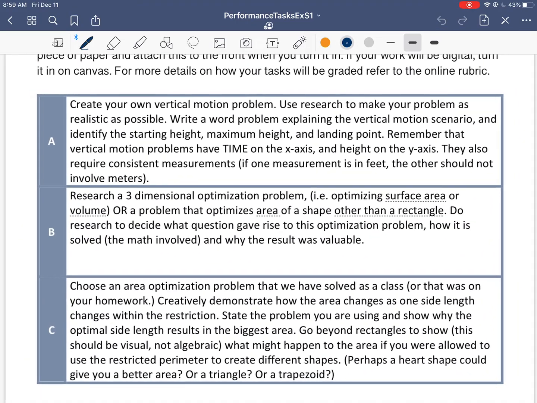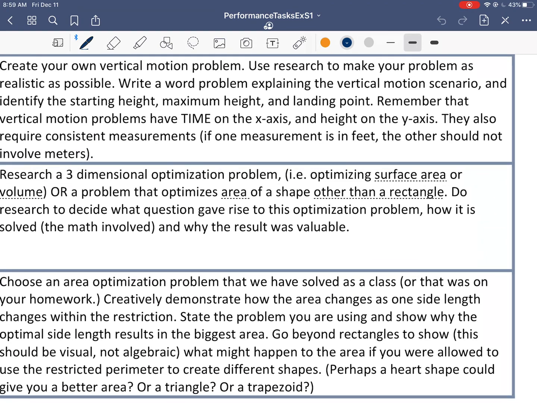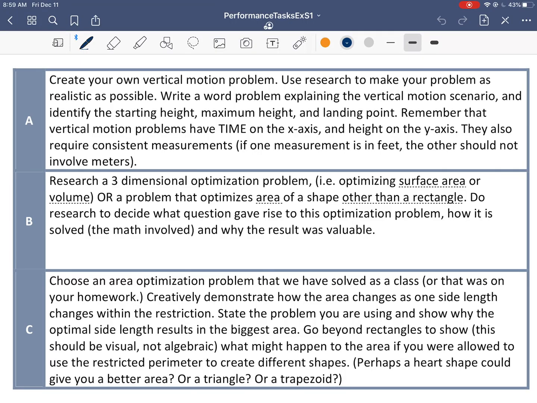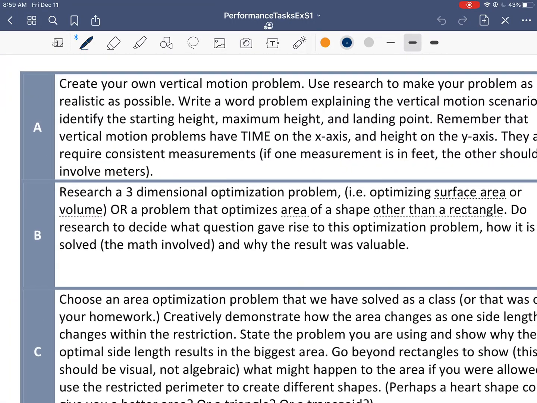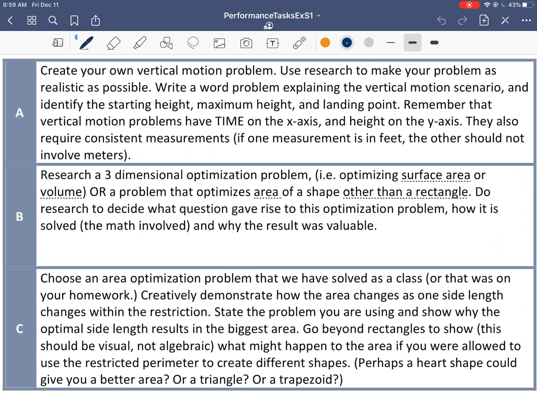The second option that we have is to research a 3-dimensional optimization problem. I don't have any examples of this one. I'm not sure why. I had some people do it last year, but emphasis on the word research. Optimization problems, especially when it's volume or surface area, 3-dimensional, are tricky to solve, and we didn't have any examples of that. Besides the honors kids, we did a little bit of that. I don't need you to solve a 3-dimensional optimization problem, you just need to research one.